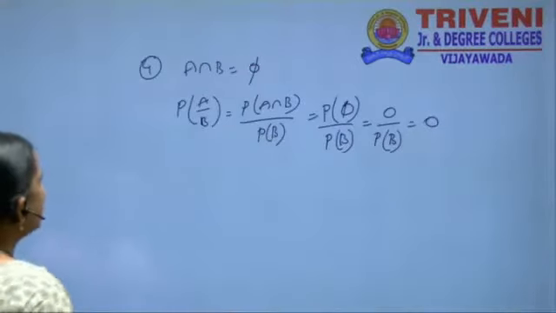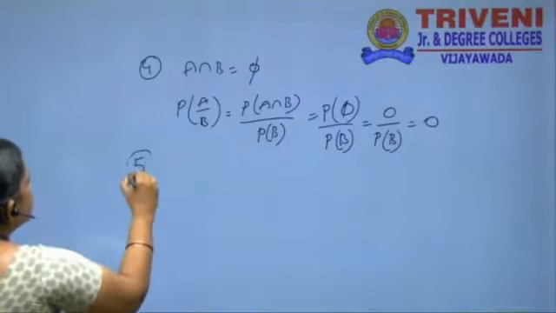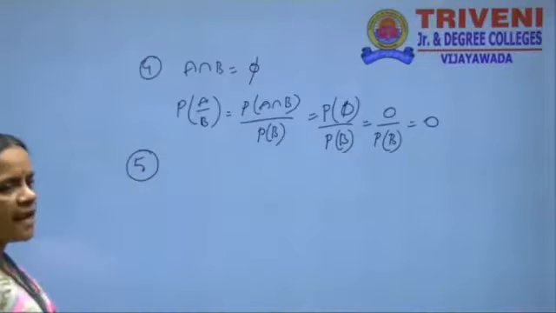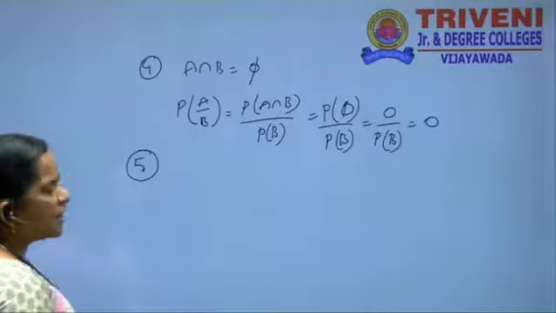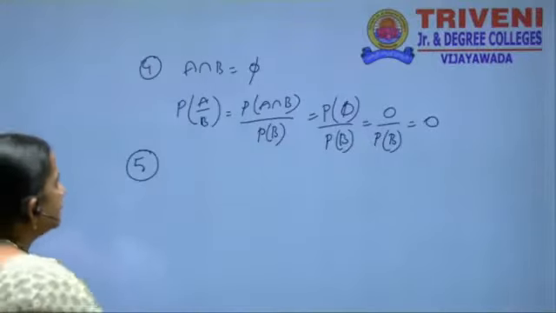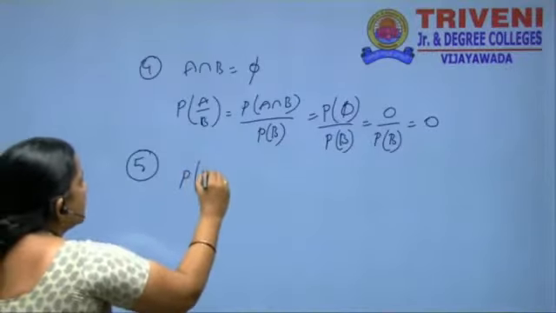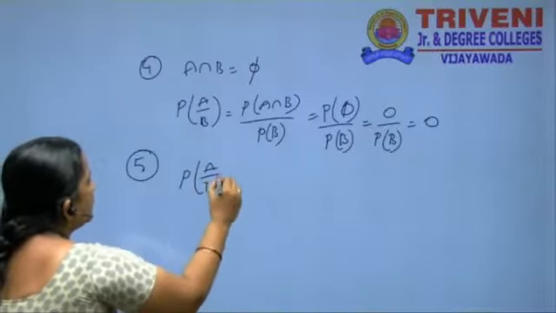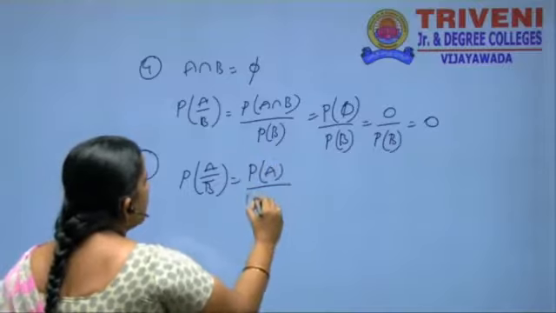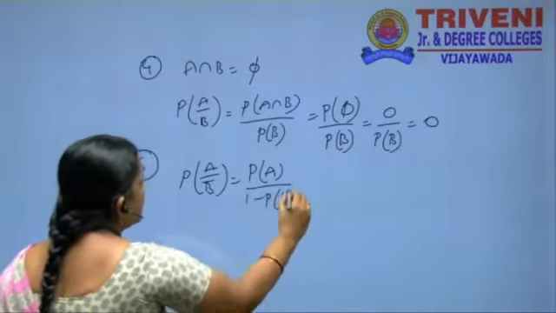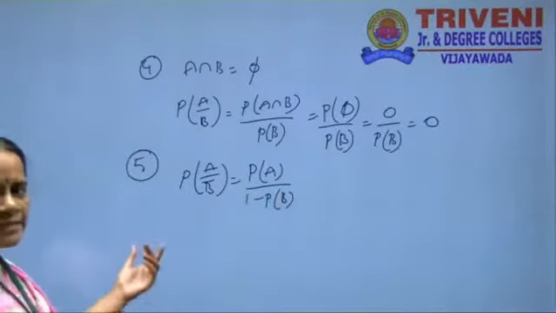And the next, the fifth bit: A and B are also mutually exclusive events and P of B is not equal to 1. Then what we have to prove here is P of A by B complement is equal to P of A by 1 minus P of B.